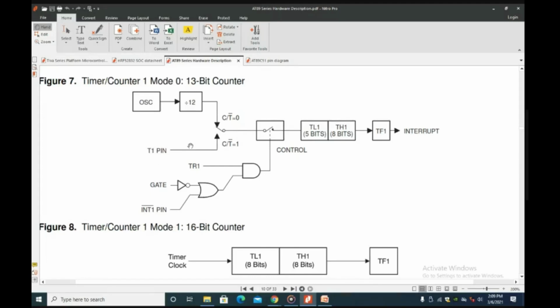Through the T1 pin, the pulses which are coming in are counted. For that purpose, we use this as a counter, right? When it is counting the crystal oscillator frequency and is used for producing time delays in microseconds and milliseconds, we call it a timer. And the same counters are used for counting the number of pulses coming from the corresponding pin, and then we call it a counter.